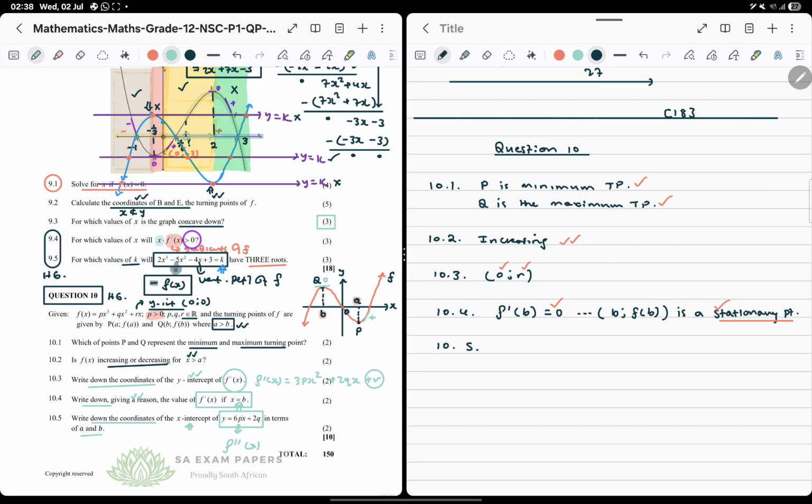Now we know that the x coordinate of the x-intercept is going to be the average of these two turning points. So this means we can say this point is basically going to be the average. So it's going to be (A plus B) over 2 and 0, because it's an x-intercept of that second derivative function. So this is good.